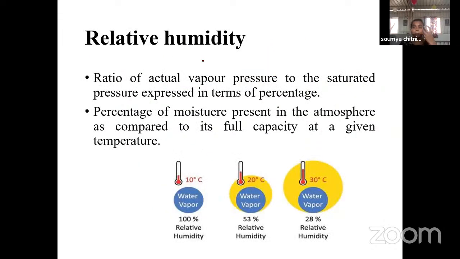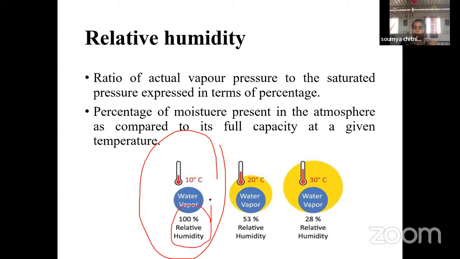Relative means when we compare something with another thing. Say for example, if here you can see when temperature is low, that means relative humidity is more. Relative means we tell in relation to the saturation of the atmosphere. Saturation means when all the spaces which are available in the atmosphere are completely filled with water vapor, we call it saturation.